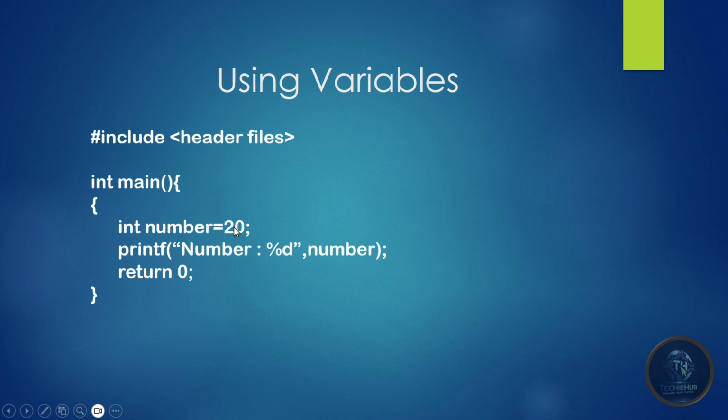So likewise, we are using %d for int. Printf is to print something, right? To be written within double quotes. So the output will be number colon and %d. The value of number is printed here at the place of %d. Did you understand? Okay, let's move on. I'll show you an example.